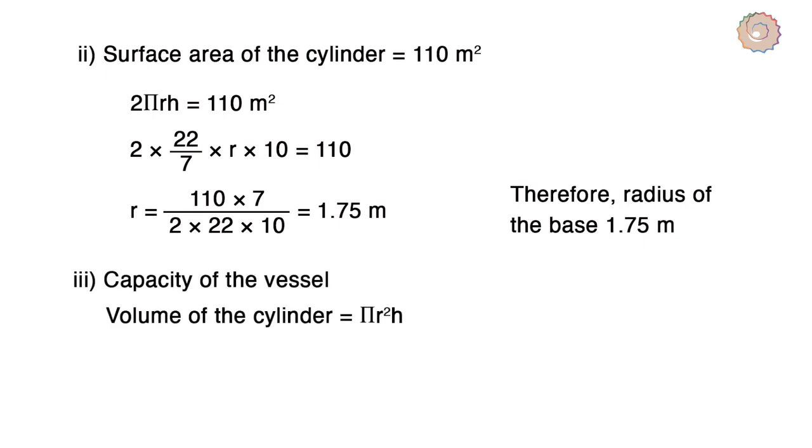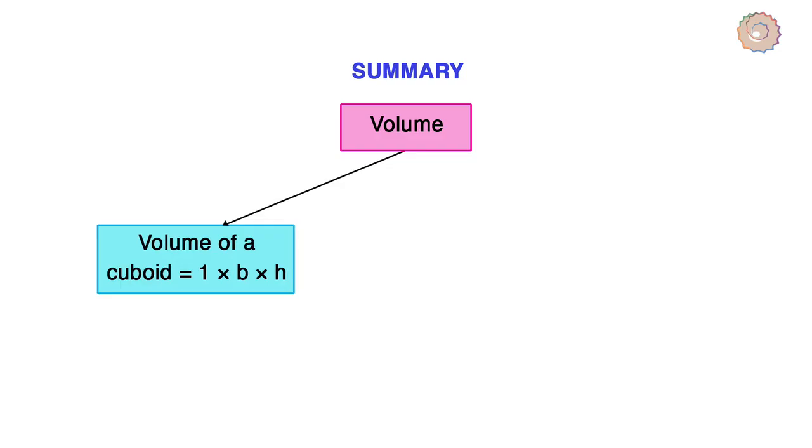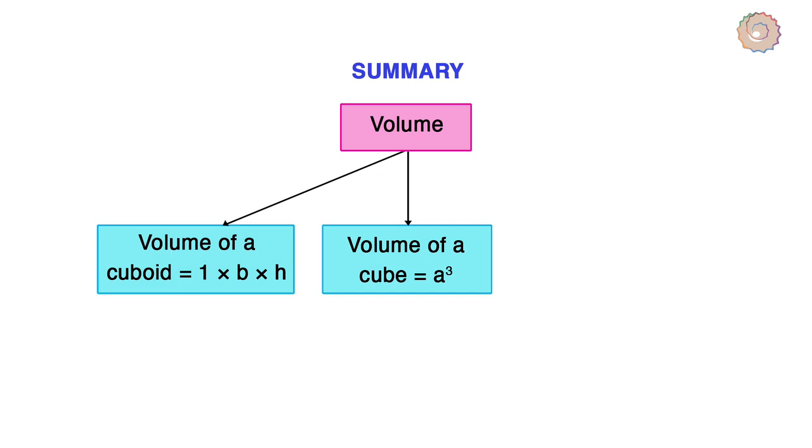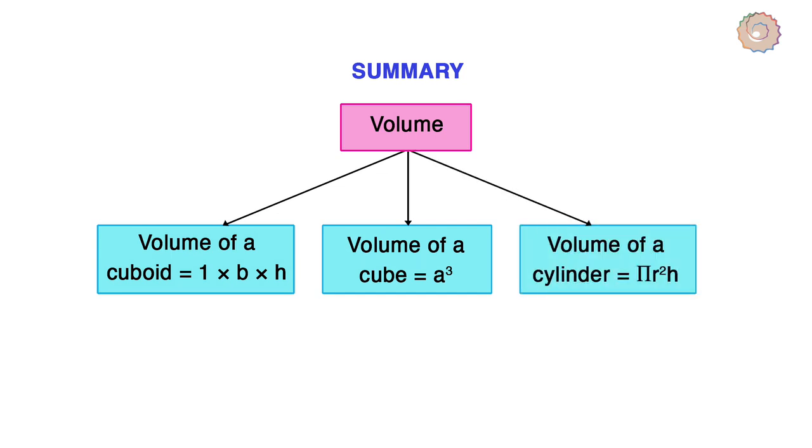The third subpart, capacity of the vessel, that is volume of the cylinder, is given by pi r square h. Substituting the values, we get 22 divided by 7 into 1.75 into 1.75 into 10, giving you 96.25 meter cube. Now, let us summarize. Volume of a cuboid is equal to the length into breadth into height. Volume of a cube is equal to a cube, and volume of a cylinder is equal to pi r square h.